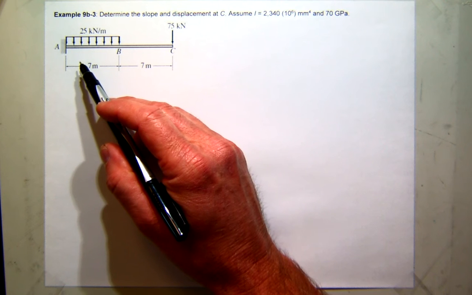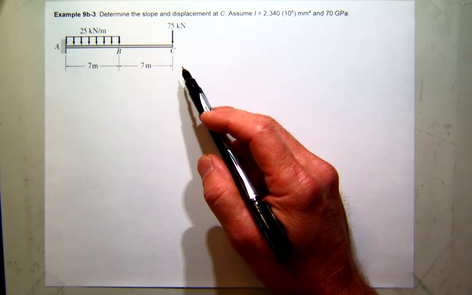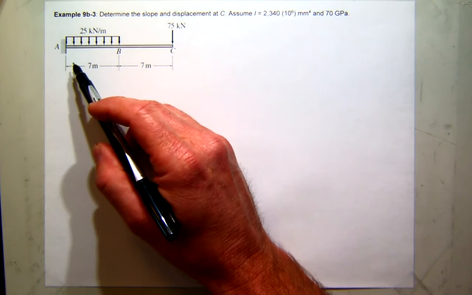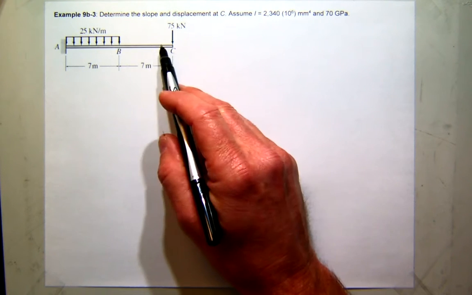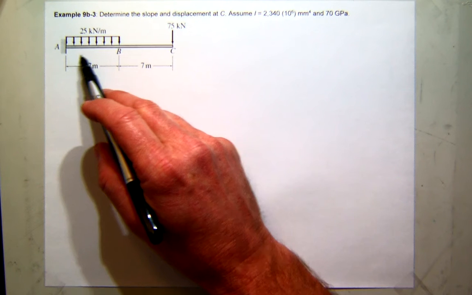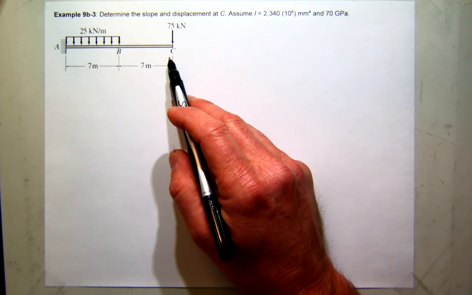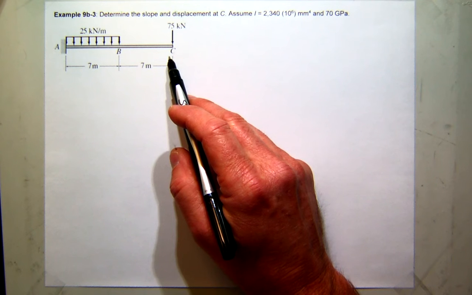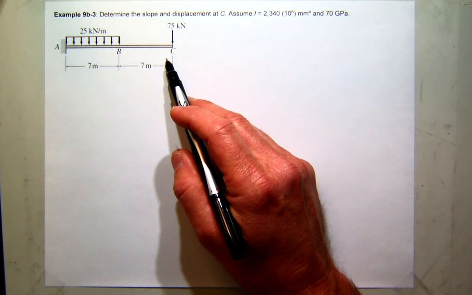There's probably an advantage to thinking about your coordinate system. Normally we like to start here on the left and go to the right, and we could easily do that and write two equations for moment, one that would be good from 0 to 7, and a second that would be good from 7 to 14. So we'd have two moment equations for the real load.